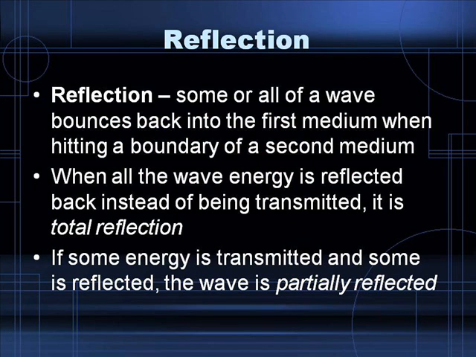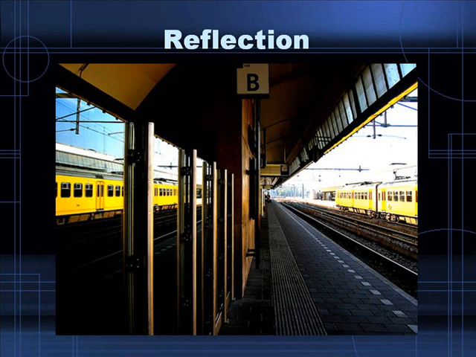Reflection. Some or all of the wave bounces back into the first medium when hitting a boundary of a second medium. When all of the wave energy is reflected back instead of being transmitted, it is a total reflection. If some energy is transmitted and some is reflected, the wave is partially reflected. Here's an example of a train going by a mirror. The light bends to the colors, and the colors create an image.